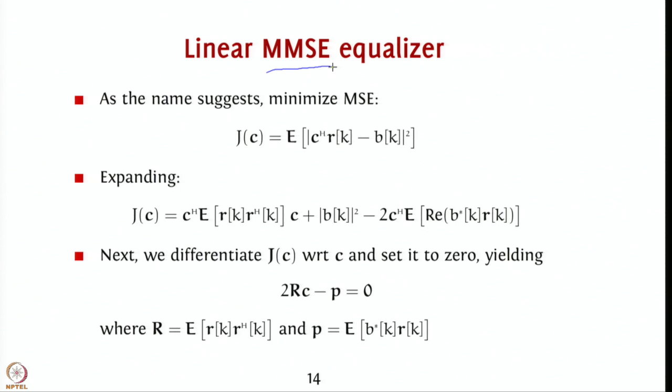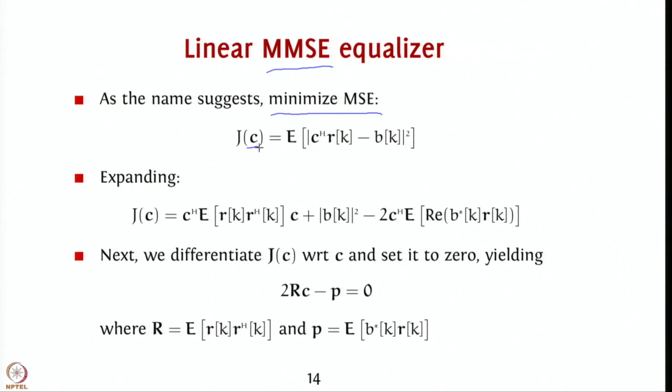Now, as the name suggests, we have to minimize the mean squared error. So this J is like an objective function. The J here refers to the mean squared error. This mean squared error is a function of our filter coefficient C. C has the same meaning as earlier. C essentially corresponds to a vector containing filter coefficients. And we define the error as expectation modulus C Hermitian R_k minus B_k, squared. R has the same meaning as earlier. It is essentially a grouping of the symbols that you have received at the receiver. It's a vector of the same size as C. Now, if you expand the J of C, you get this particular form.